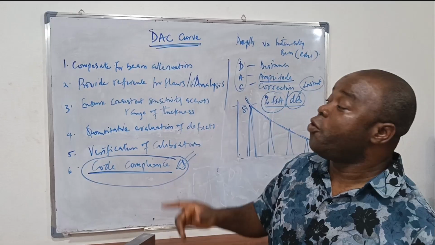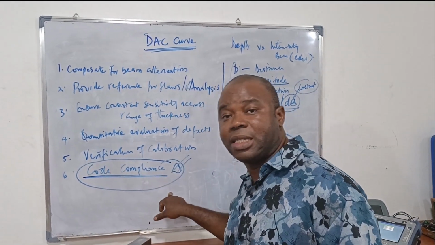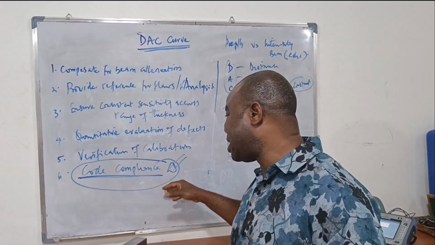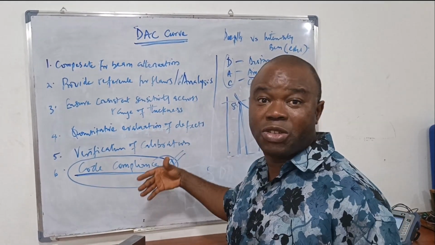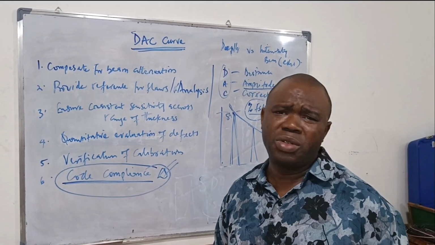But if your procedure or your code says you should plot a DAC, you have to do that to comply with the requirements. And for most of the flaw detection jobs you are going to do, you need to plot a DAC. If you are doing thickness measurements, you don't require a DAC.